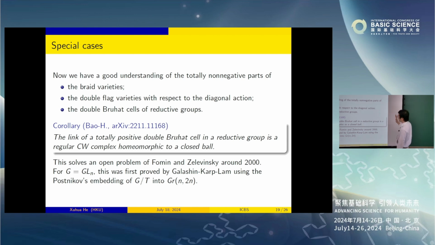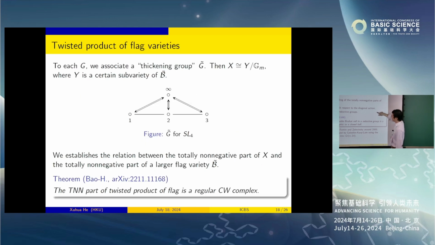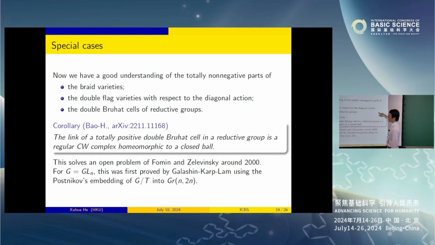In all these special cases, it's not only a regular CW complex, but also a CW complex homeomorphic to a closed ball. In particular, we know that the totally positive part of the double Bruhat cell of a reductive group is a regular CW complex homeomorphic to a closed ball. And in particular, this solves an open problem of Fomin and Zelevinsky from around 2000 for reductive groups.